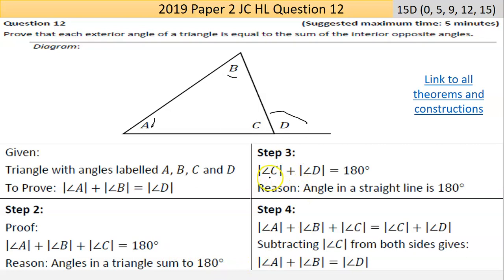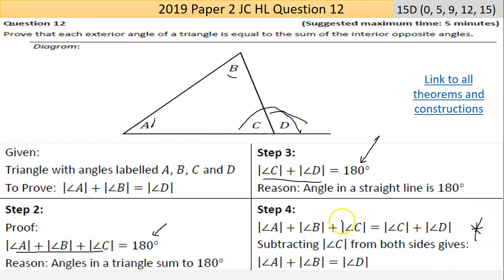Now step 3 here is just stating that angle C plus angle D equals 180, because a straight line has angle 180. If you put those two statements together, and this is something I've appreciated more and more as I've gone through my maths career, when two things are equal, you should always be looking for that kind of statement. Once you realize that 180 is equal to 180, that means that C plus D is equivalent to A plus B plus C. And that's been stated here.